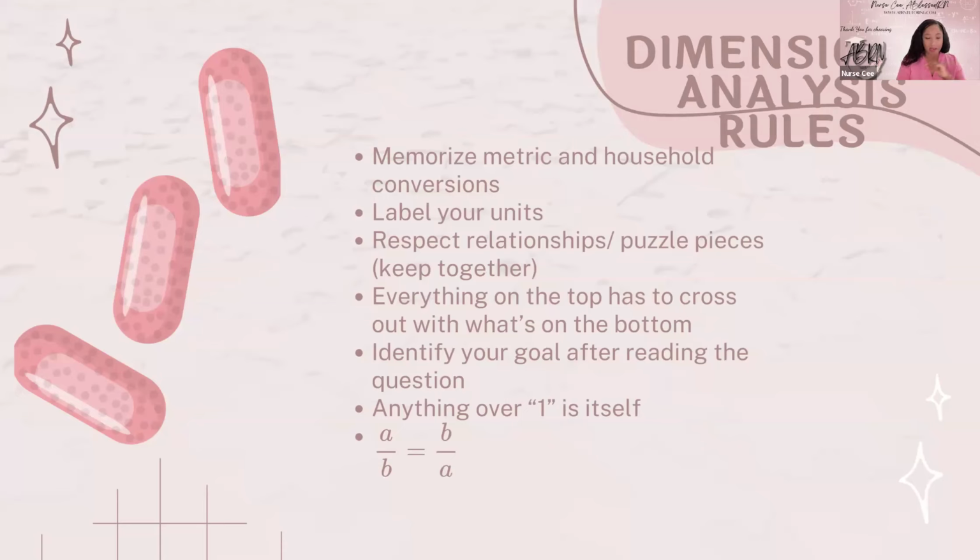That's the first thing that we do after we read the problem. We identify the goal, and anything over 1 is going to be itself. You over 1 are what? Yourself, right? Just like I said that we have puzzle pieces and we can manipulate them, A over B equals B over A. It's the same puzzle piece no matter which way you set it up or rotate it or fit it together. That is one puzzle piece and it is the same, okay?